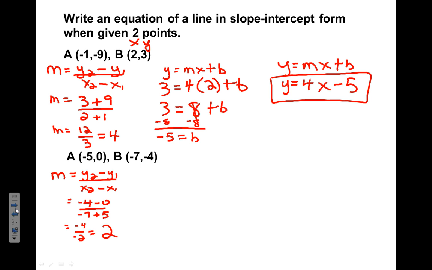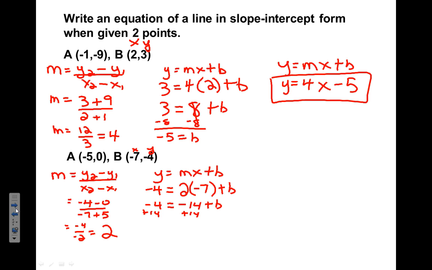Now I need to pick one of the 2 points. It doesn't matter which one you pick. You only need one. So I'm going to pick, again, I'm going to pick B. So this is x, this is y. So I've got y equals mx plus b. I've got negative 4 equals m is 2, x is negative 7 plus b. So I've got negative 4 is equal to negative 14 plus b. So I add 14 to both sides. Those cross out, and 10 is equal to b.